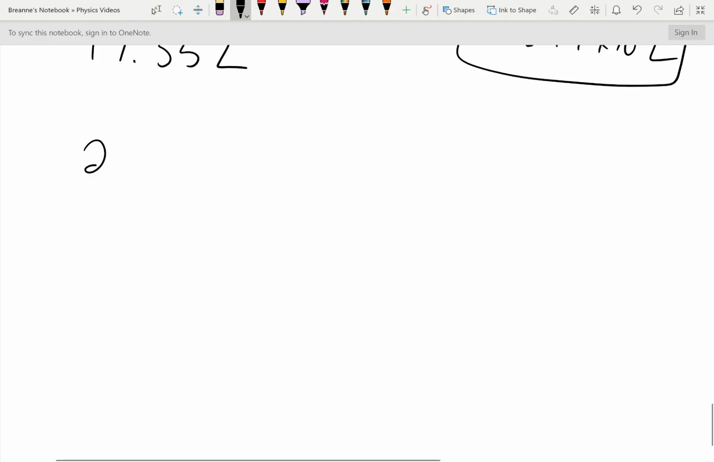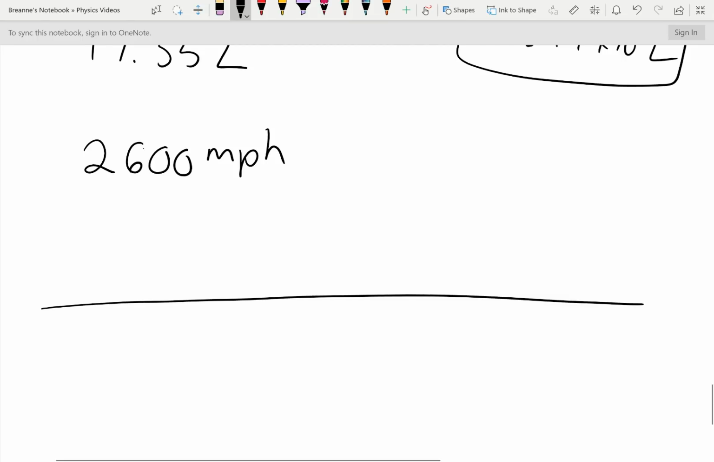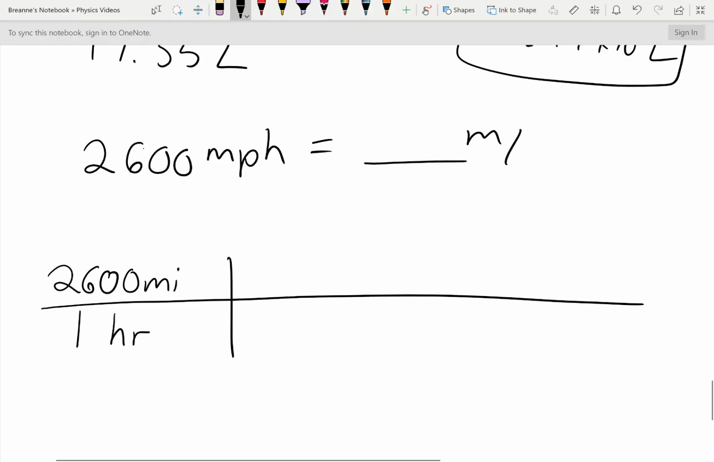So this is your given: miles per hour. And we're trying to get it into meters per second. So remember that per means divide. So miles goes on top, and that we do in 1 hour. So that's per hour. So in 1 hour, he has traveled 26,000 miles. That's what that means. But we need to get it into meters per second.